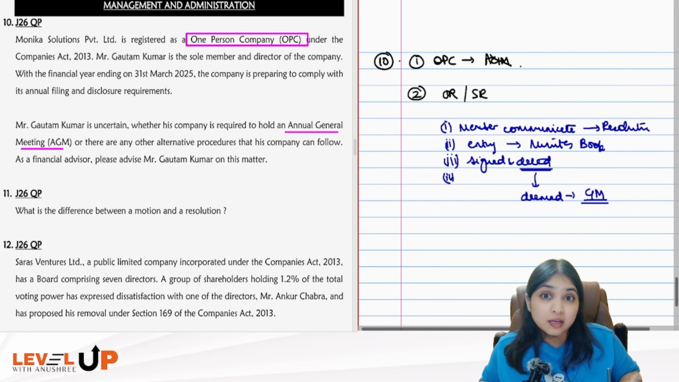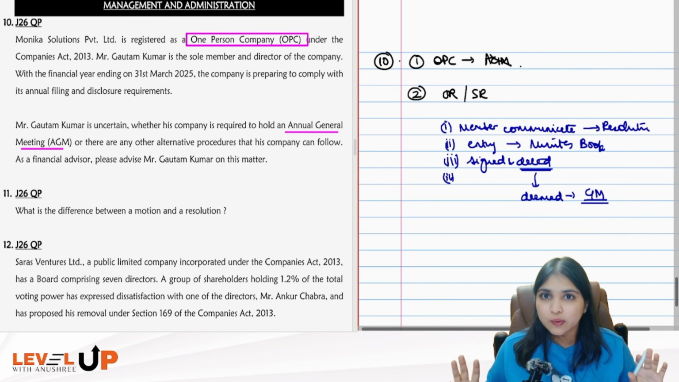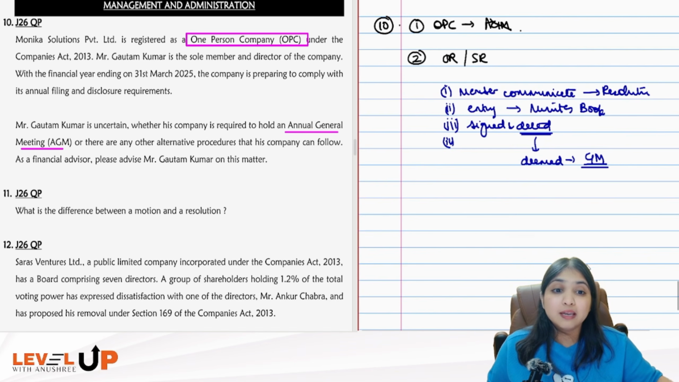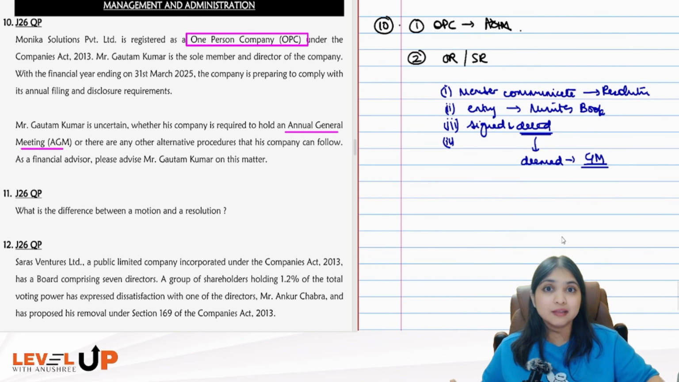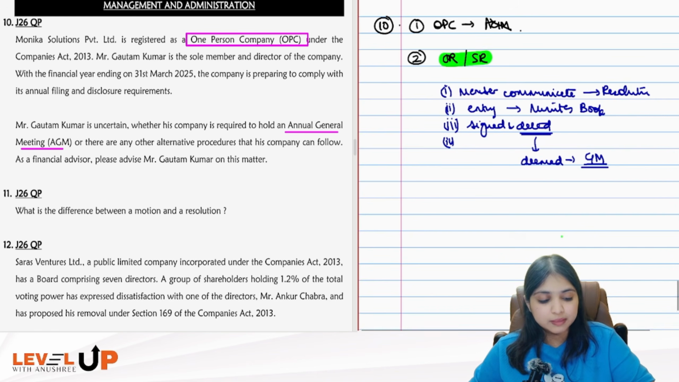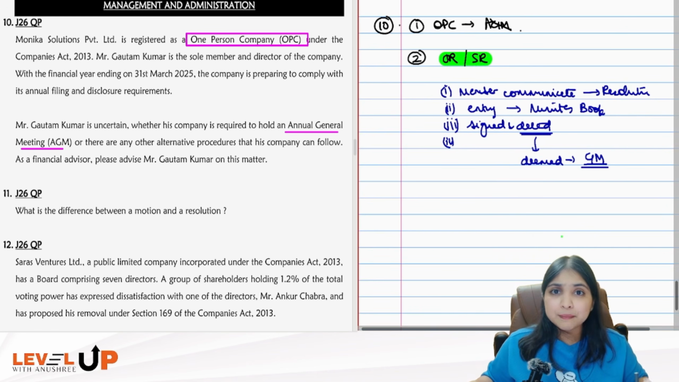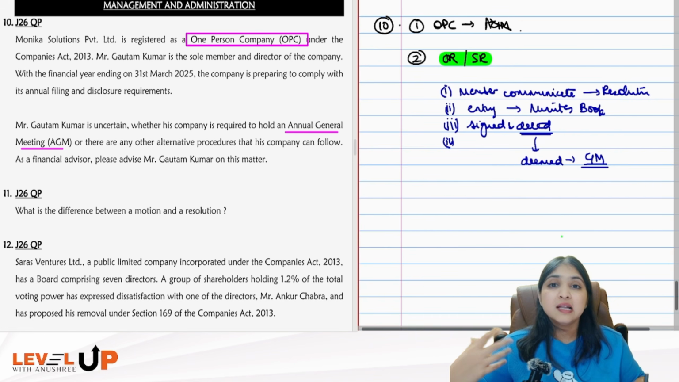Understood? So in an OPC, first of all, there is no requirement of general meetings. So whenever any matter requires a resolution, how will the resolution be passed? Very simple. We have only one member in an OPC, right? That one member will decide what resolution he wants to pass. He will communicate his decision to the company.